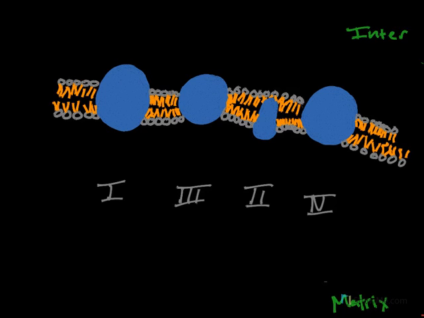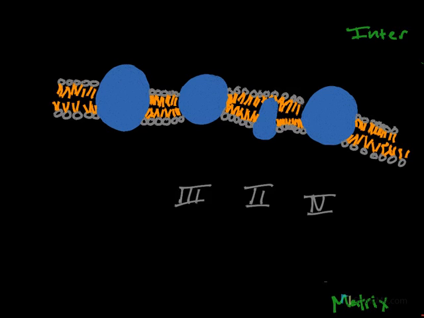And the whole real point of the electron transport chain is to use the energy that's being stored in those electrons to cause a pumping of protons into the inner membrane space from the matrix. So we want to make some sort of proton gradient from the inner membrane space to the matrix, that being a higher concentration of protons in the intermembrane space.